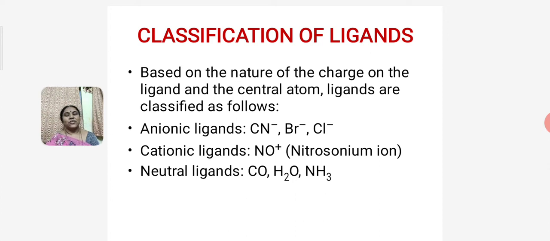And what is a cationic ligand? As the name tells you, a cationic ligand is positively charged. An example is the nitrosonium ion, NO+ ion. Then what are neutral ligands? These are the ligands which do not contain any charge. They do not possess any charge. They are neutral molecules. But still they contain lone pairs of electrons which can be donated towards the central metal atom and can act as ligands.